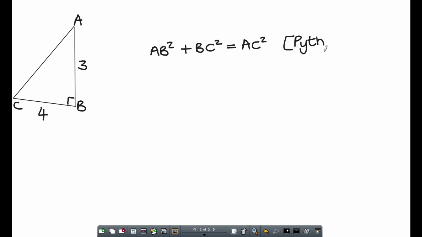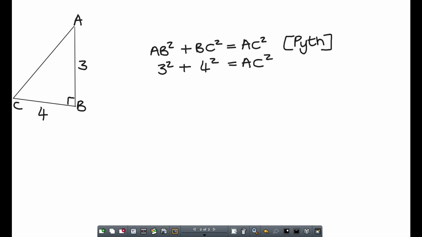Everyone fine so far? Okay, now let's substitute in what we've got. What is AB again? AB is 3. So I'm going to have 3 squared plus, what's BC? 4 squared will be equal to AC squared. Now I don't have to write Pythagoras again. We already stated that was our reason. We can just finish calculating.